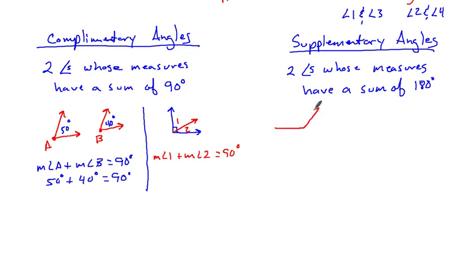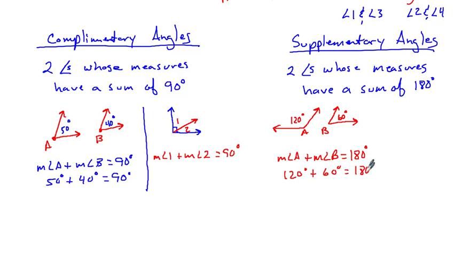You might see two angles, angle A, angle B. And angle A is 120 degrees, and angle B is 60 degrees. Well, when we look at that, we see 120 plus 60 is 180. So the measure of angle A plus the measure of angle B equals 180 degrees, because 120 plus 60 equals 180, right?